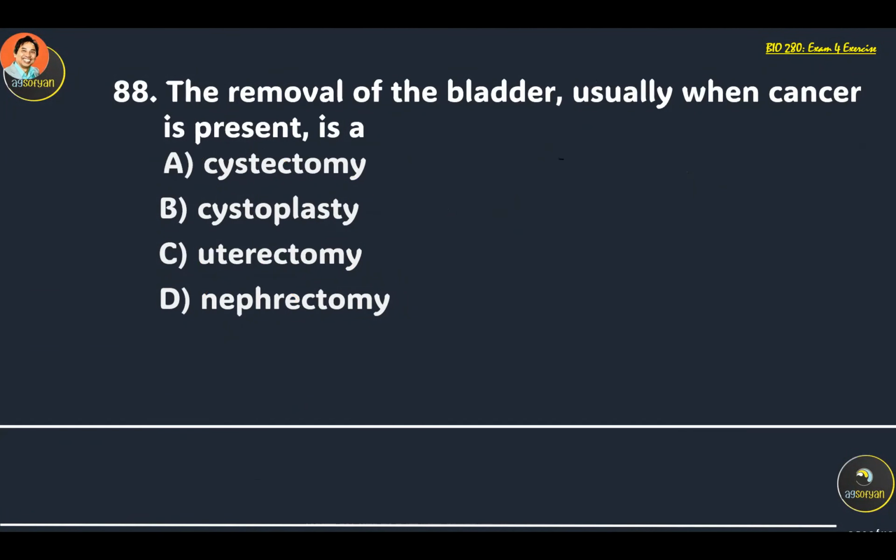The removal of the bladder, usually when cancer is present, is a, remember cystitis. Cystitis is related to the bladder. So removal of the bladder will be ectomy over here. Cyst. Cystectomy.